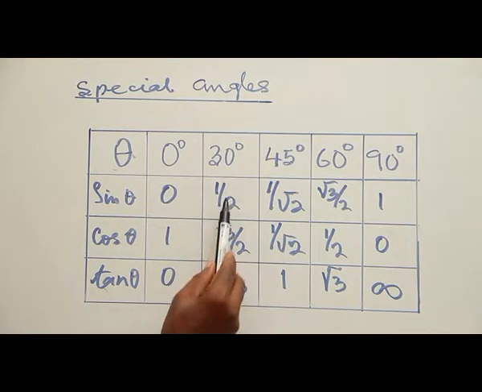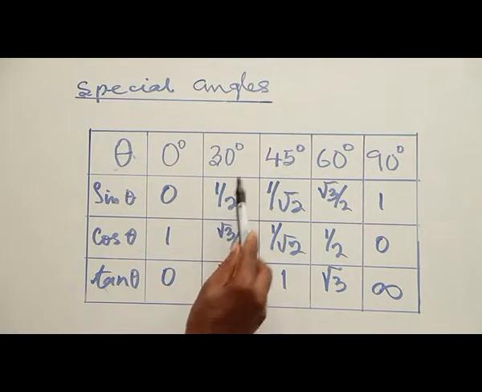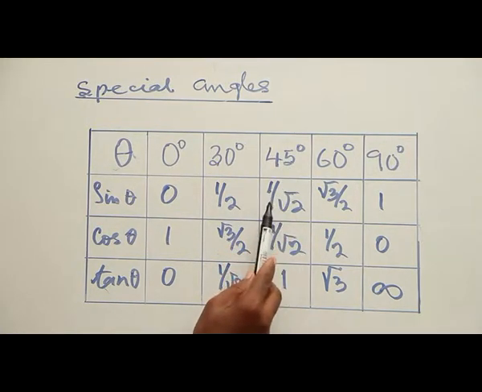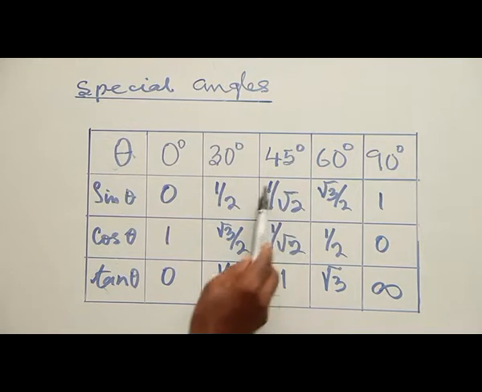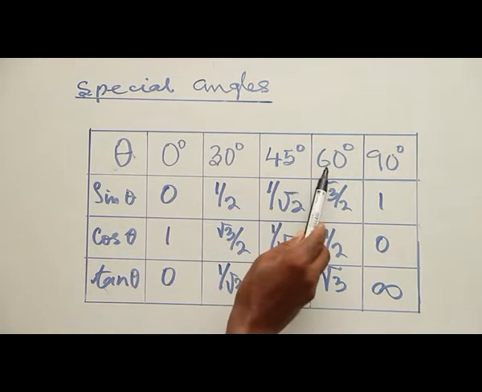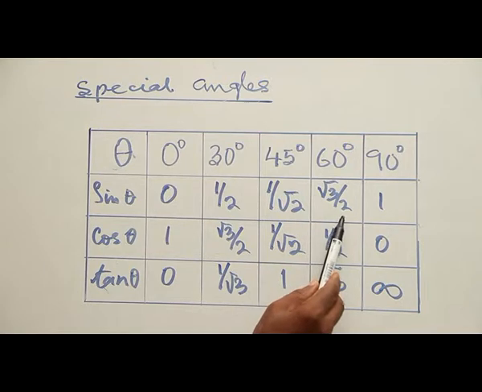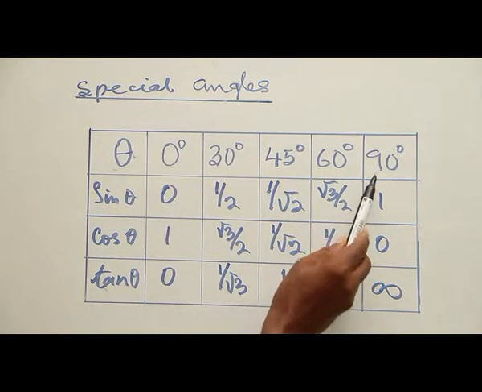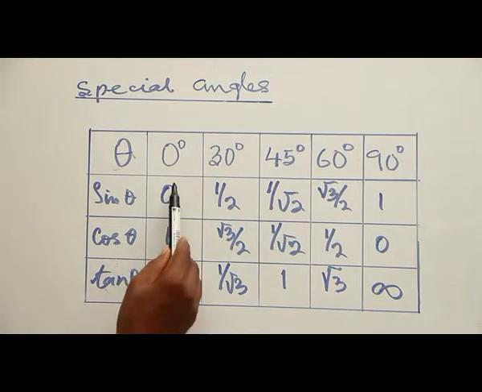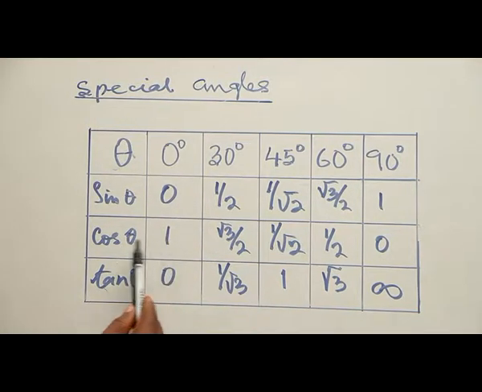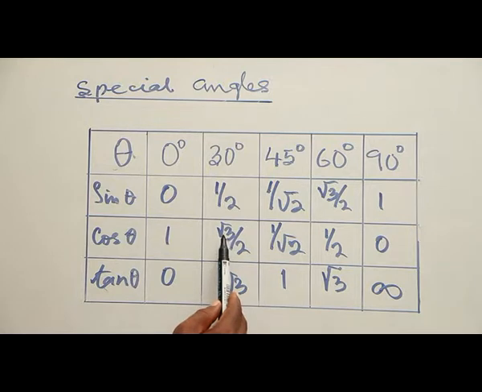Sin 30 degrees is half, or 0.5. Sin 45 degrees is 1 over root 2, or root 2 all over 2, if you rationalize. Sin 60 degrees is root 3 all over 2, and sin 90 degrees is 1. Cos 0 degrees is 1, and cos 30 degrees is the complement of sin 60 degrees, which is root 3 all over 2.